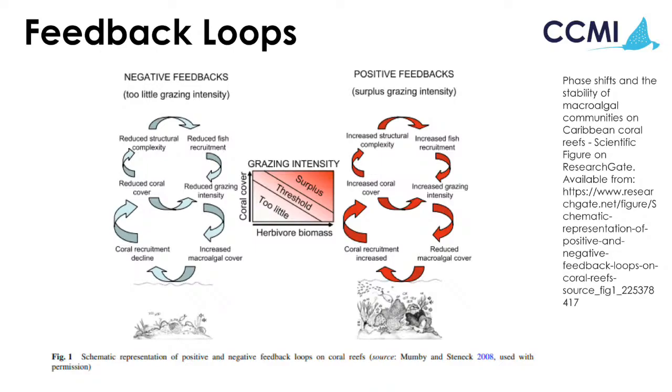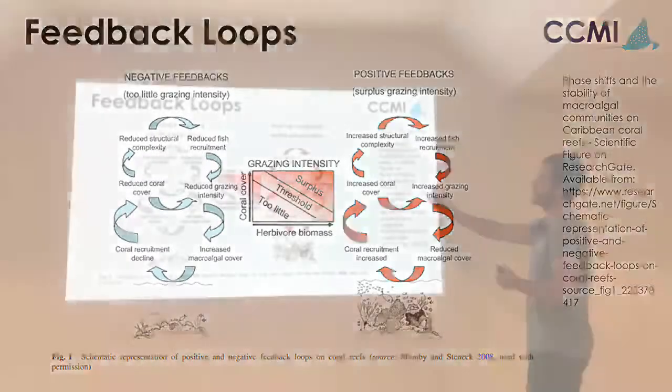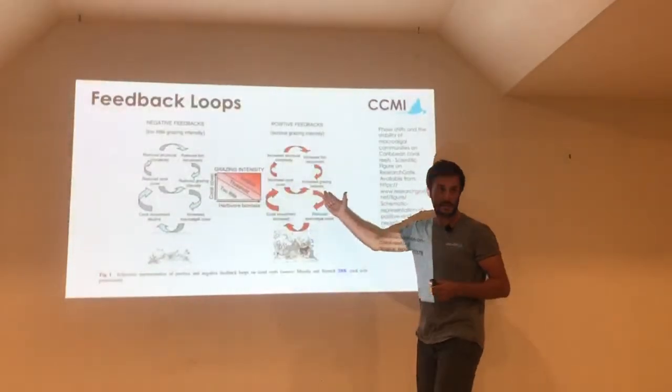Do you guys know why structural complexity is important with our reef? Yeah, like a nursery area. Go on. So yeah, reduced structural complexity, reduced fish recruitment, so less fish, reduced grazing intensity, increased macroalgal cover, which we're going to get into, coral recruitment decline, again we're going to get into this, and reduced coral cover, which is bad times. But if we get to the threshold and surplus, then we get our positive feedbacks as well.